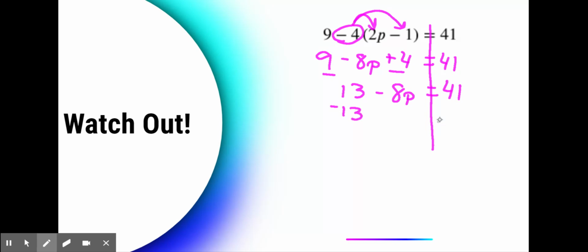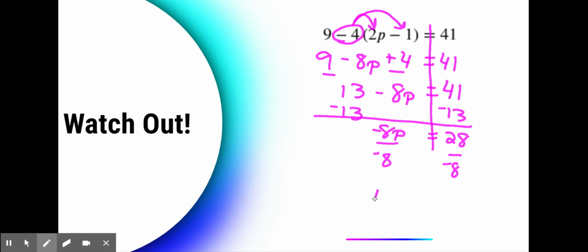So to do the inverse operation, we're going to subtract 13 from both sides, bring down the -8p, never lose your minus signs, and your equals, and 41 minus 13 is 28. Okay, so now I'm going to divide both sides by -8, and I get p equals, oh no, -8 does not go into 28 evenly, which means our answer is going to be a fraction. Okay, so what I want you to do most of the time is leave it as a fraction. Since the denominator is negative, that makes this whole fraction negative.